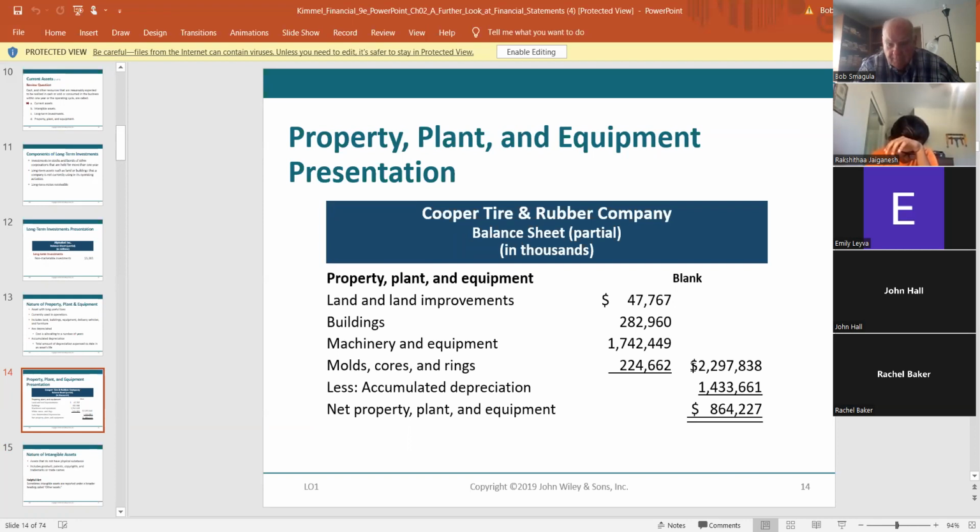So you add that up and you get that number you see there, 2,297,838. That is the original cost of these assets. That's what we originally paid for them. And everything on your balance sheet goes there at the original cost. We're allowed to depreciate them over a period of years. And thus far, this company has depreciated 1,433,000. If we subtract that from the original cost, we get something called net book value, net property, plant, and equipment, net book value.